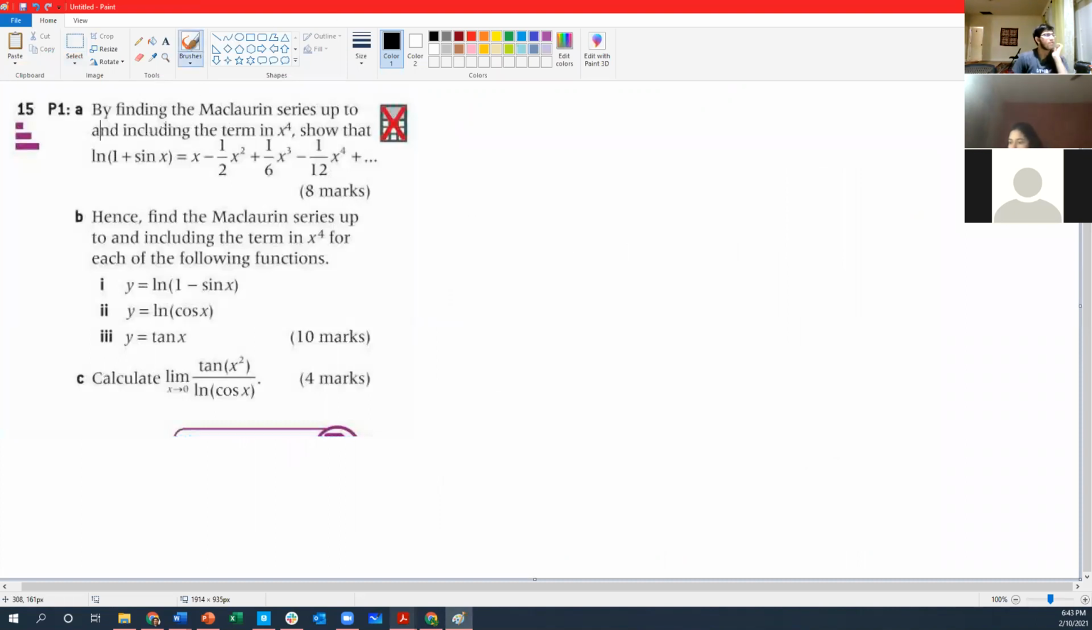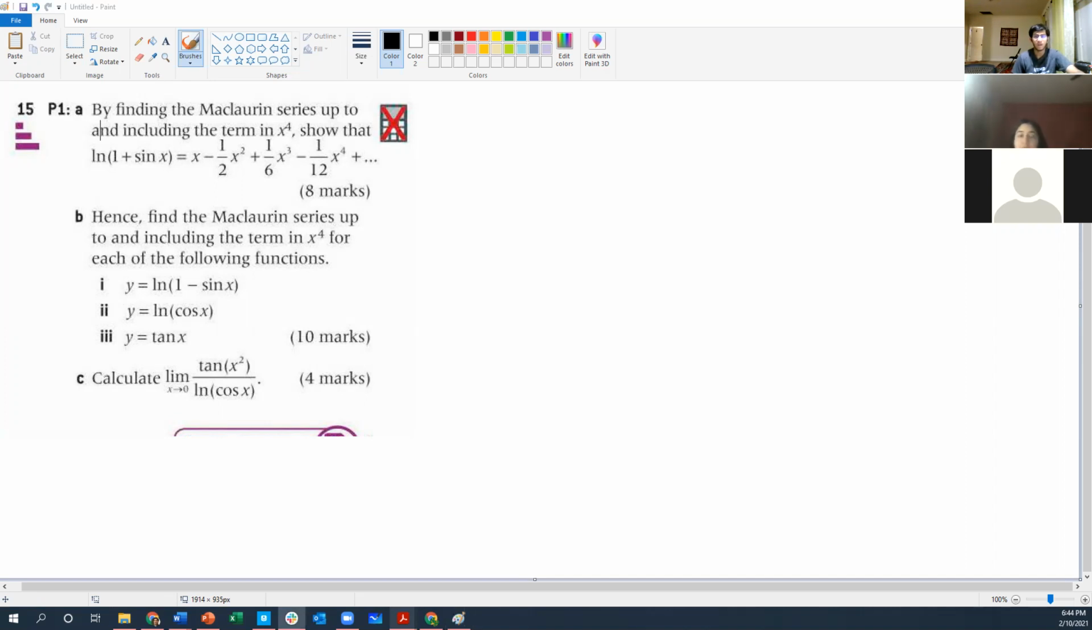Okay. So by finding the Maclaurin series up to and including the term in x^4, show that ln(1 plus sine x) equals that. Okay, something I'm not sure about is that on the formula chart, they give you selected Maclaurin series. I don't know if you're allowed to use those. Oh, you get that formula chart on the test? Well, during the IB exam, yes. I don't think Miss Raja gives it to you during the test. No, I'm saying the IB test. Oh, I didn't know that. Yeah, you'll get the formula booklet during the test.